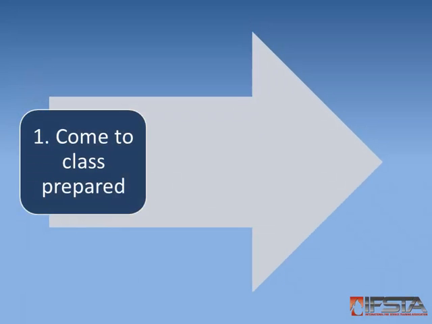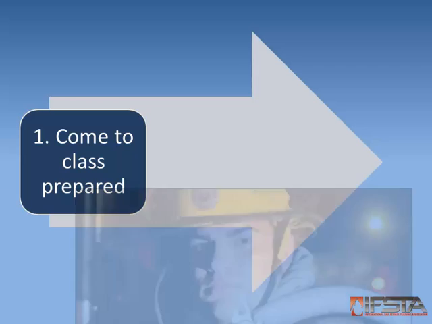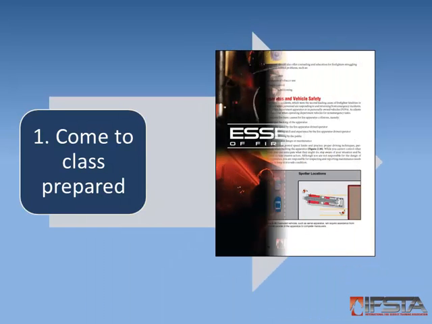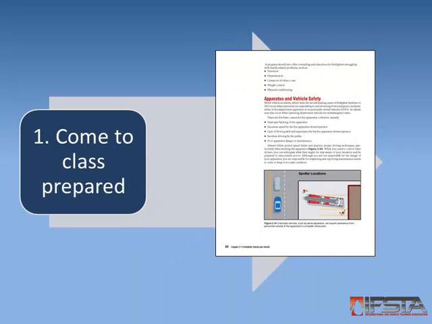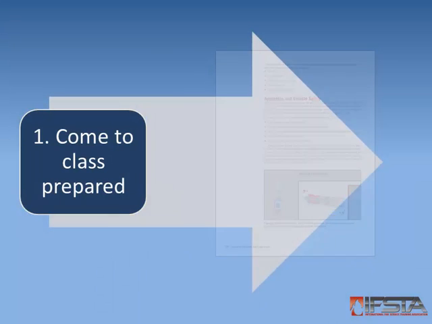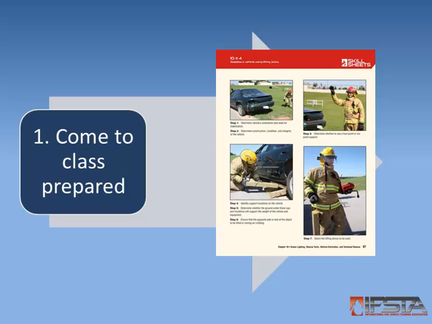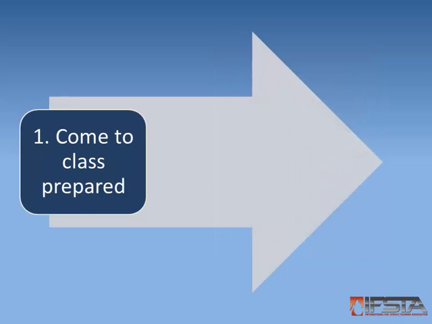The first step is to come to class prepared. The best way to be prepared is to read any material assigned by your instructor before your class begins. This includes also reviewing any skill sheets before coming to class to become familiar with the steps, equipment, and key terms you need to understand the skill.